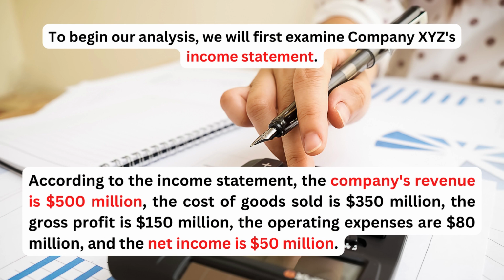According to the income statement, the company's revenue is $500 million. The cost of goods sold is $350 million, the gross profit is $150 million, the operating expenses are $80 million, and the net income is $50 million.